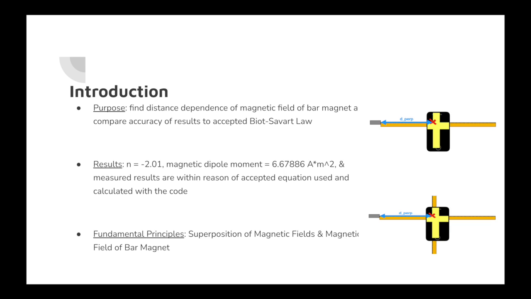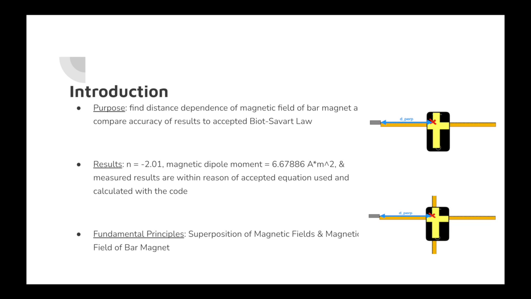So to begin with the purposes of this lab, one is to find the distance dependence of the magnetic field of a bar magnet in Part A, showing the diagram on top. Then we compare the accuracy of the results of Part B, where the magnetometer and the phone is at a distance d perp on the x and the y-axis at an angle of 45 degrees above the bar magnet. We then compare the accuracy of the results to the accepted Biot-Savart law.